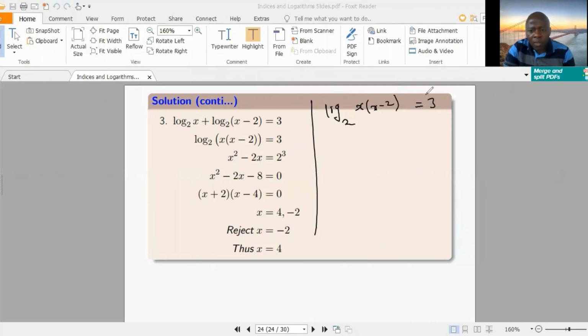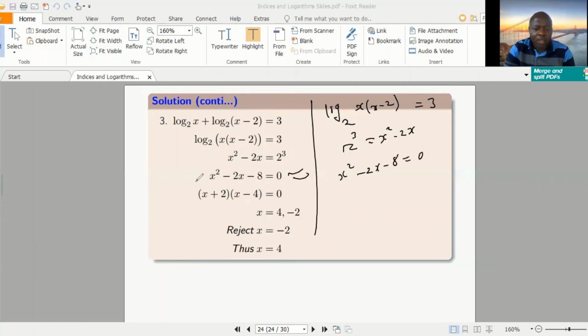Somebody will want to write this in terms of log to base 2. That is another way of doing it, but I just want to use the one we've used before, where we write in index form. 2 raised to 3 is x squared minus 2x. When you write in index form, you can see that I then have x squared. If I take this to the other side, x squared minus 2x minus 8 is 0. So that's what I have.